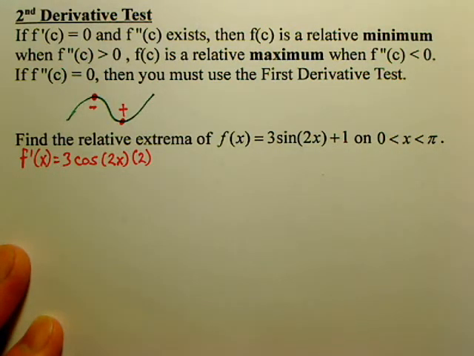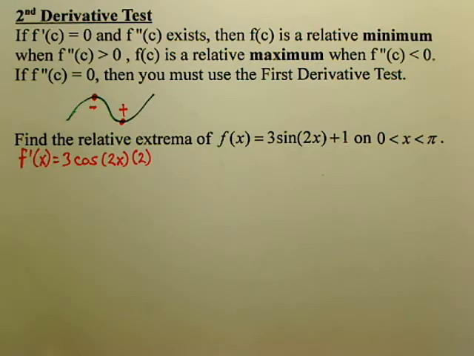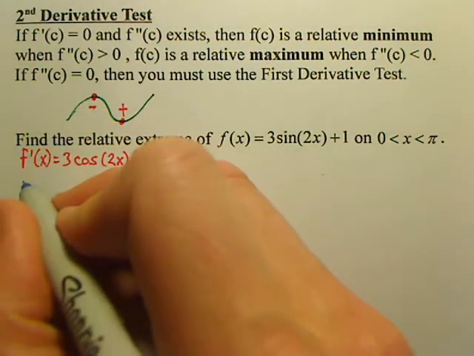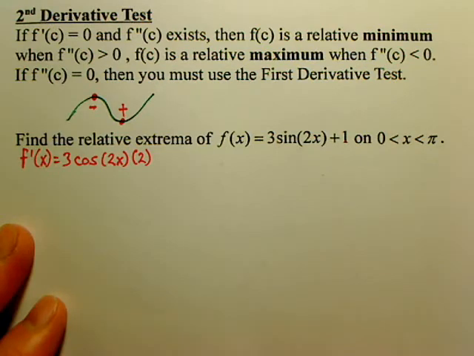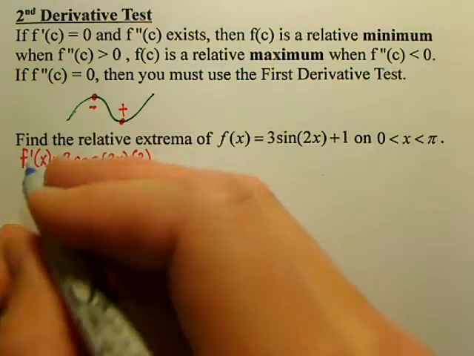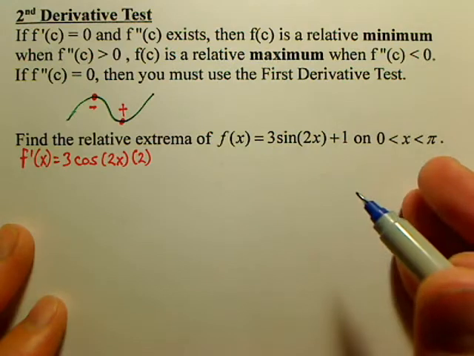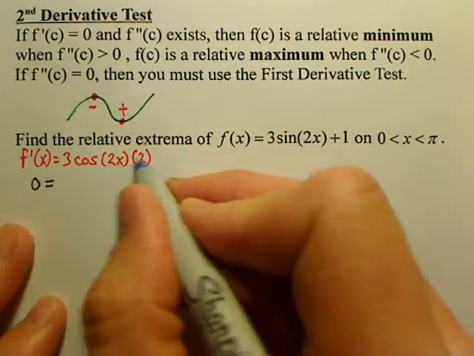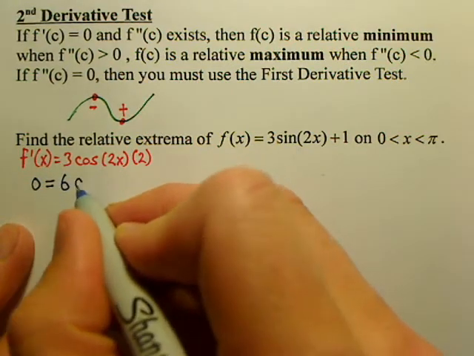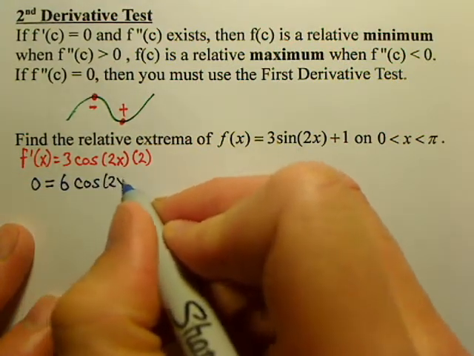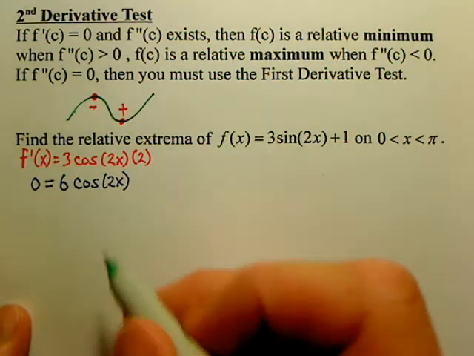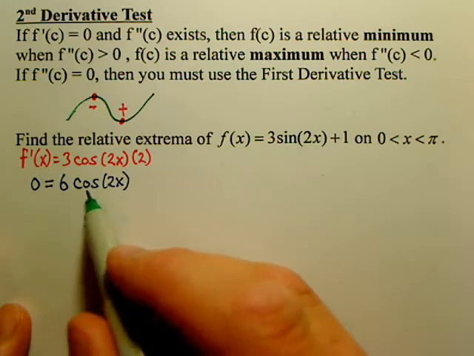After this, you are now going to find your critical numbers. You are also going to want your second derivative. So let's find our second derivative later on. But for now, I want to set this equal to 0. So I set this equal to 0. 2 times 3 is 6, and I get 6 cosine 2x. I want to solve this. So basically, the 6 is not necessary. I can divide both sides by 6, ignore it.